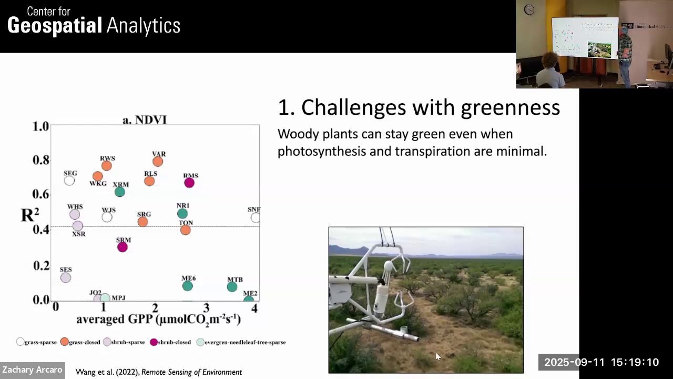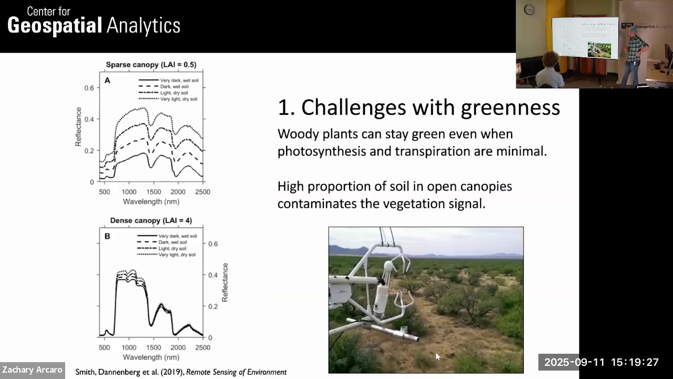And what we found is that the relationship between gross primary production and one example of a greenness index, NDVI, is pretty weak, especially in a lot of shrubby systems where the plants are adapted to that drought and stay green during those dry periods. The other problem is that, as you can see in this image, there's a lot of soil mixed into the remotely sensed signal, especially in the more open canopies.